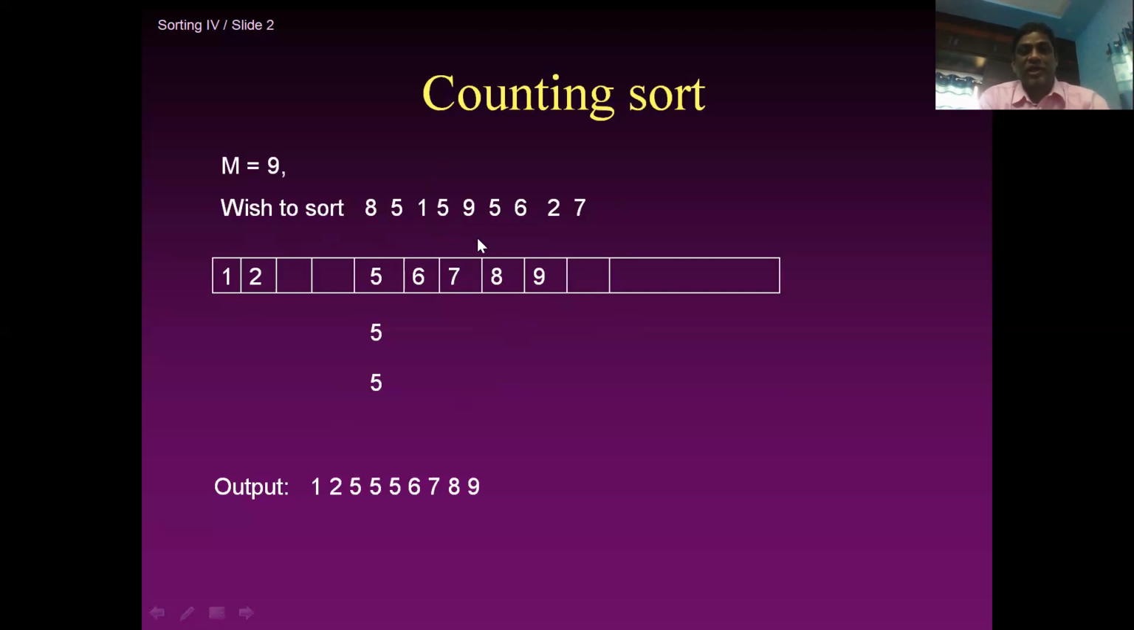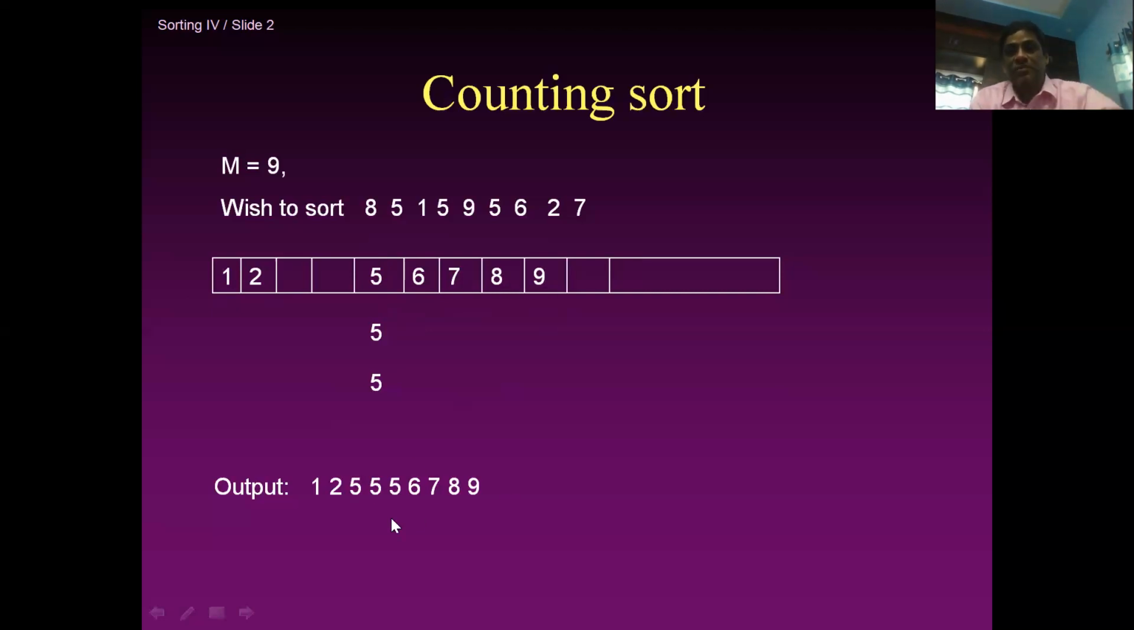So 8 is put into 8th bucket, 5 is put into 5th bucket, 1 is put into first bucket, and then 5 is put into 5th bucket again. There are multiple elements, and 9 is put into 9th bucket, 5 is again put into the 5th bucket, 6 is put into 6th bucket, 2 is put into 2nd bucket, 7 is put into 7th bucket. So we just move the elements into the respective buckets based on the value in the list. Okay, and then just write down or take them out from the buckets from left to right. So you will get 1, 2, 5, 5, 5, 6, 7, 8, 9, which is nothing but the sorted order.